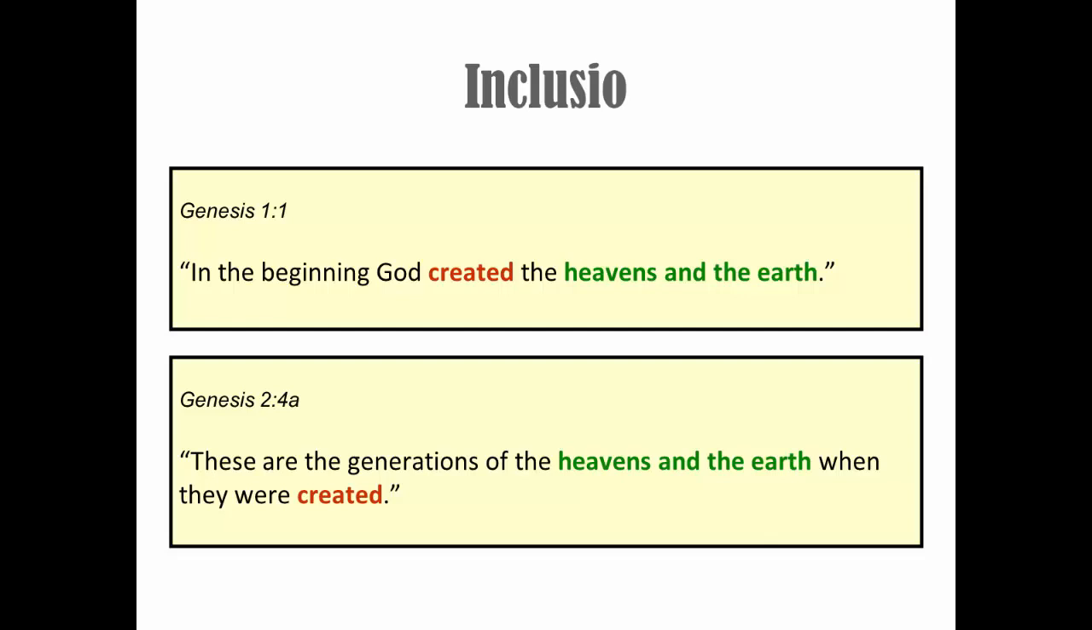In this instance, the words create and heavens and earth form our literary bookends in Genesis 1:1 and 2:4a. Since the seventh day of creation appears at the beginning of Genesis 2, we obviously cannot depend on the Bible's current chapter and verse divisions to determine the limits of the passage.